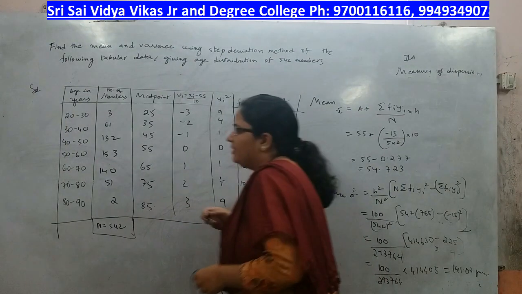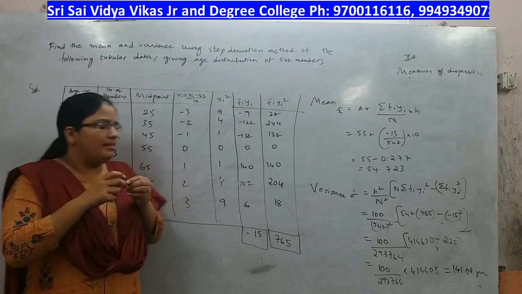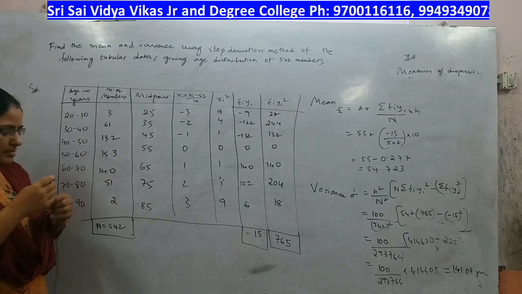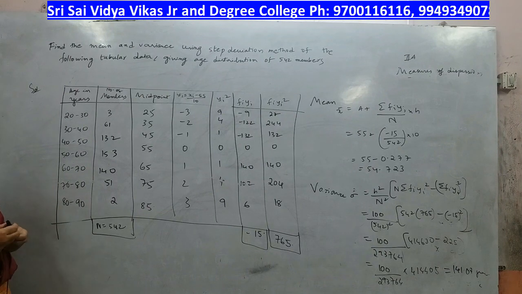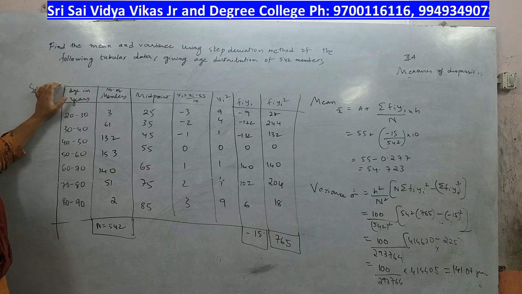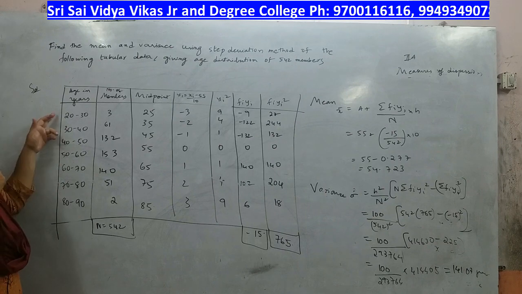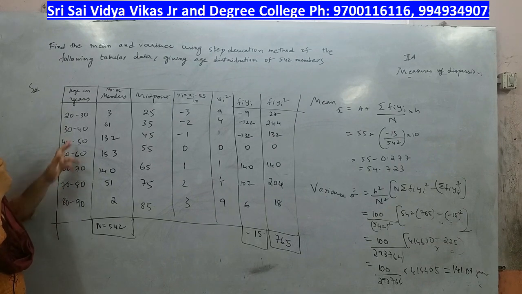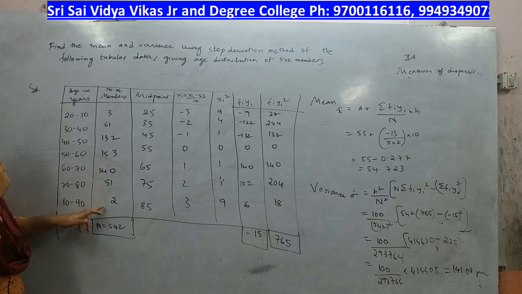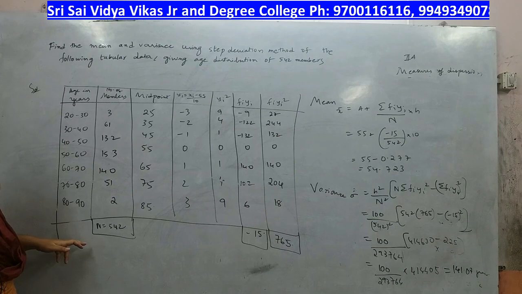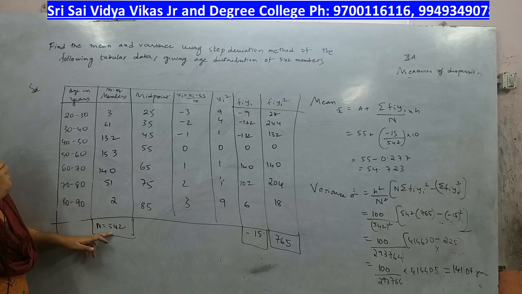Our next problem for today, find the mean and variance using step deviation method of the following tabular data giving age distribution of 542 members. Here you are given age in years, number of members 3, 61, 132, 153, 140, 51, 2. So here n is equal to 542. Total number of members is equal to 542.